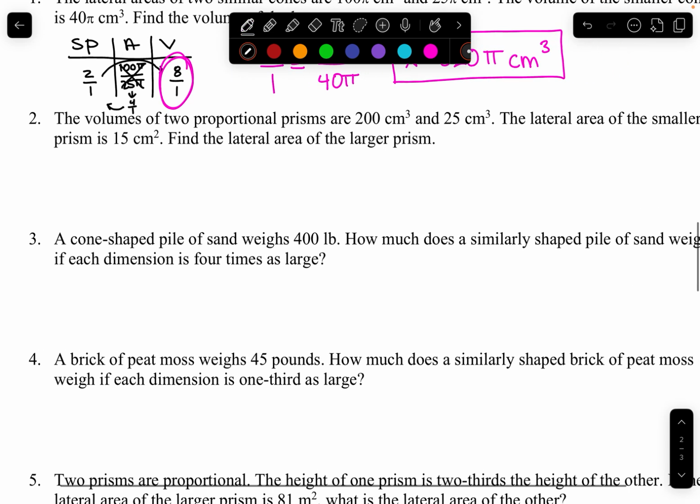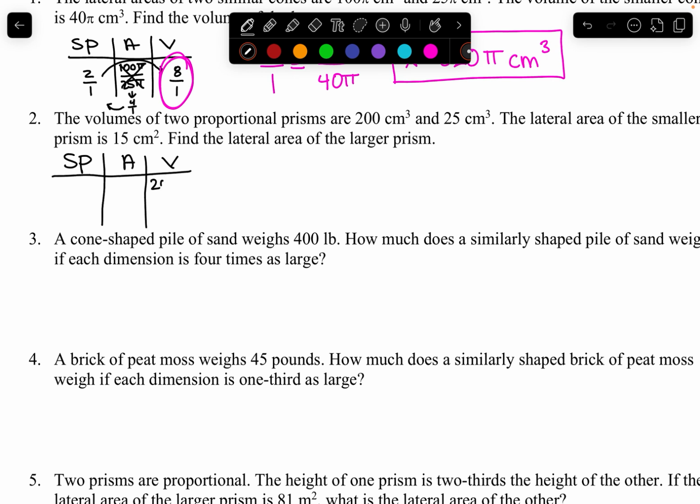All right, number 2, it says the volumes of two proportional prisms are 200 centimeters cubed and 25 centimeters cubed. So I'm going to go ahead and drop my SPOV chart in here. It gave me the volumes this time, so I've got 200 over 25. I've got to simplify that. 200 over 25 gets me 8 over 1. Now I've got to remember, go all the way over here to get my side length ratio, and then I just go over here to my area, which is a 4-to-1.